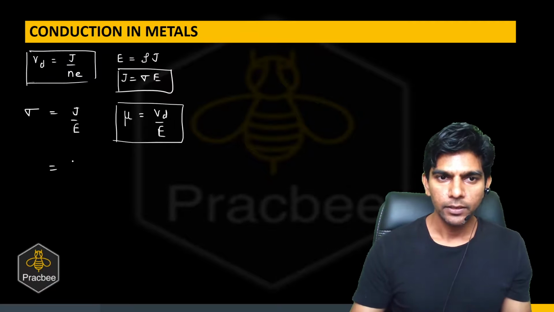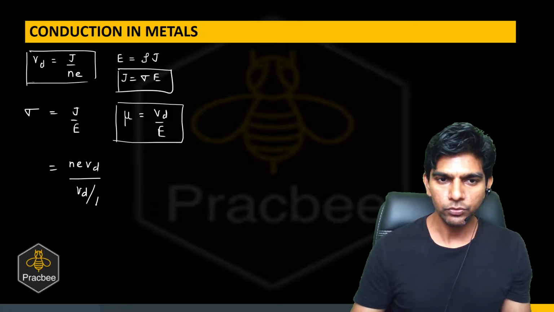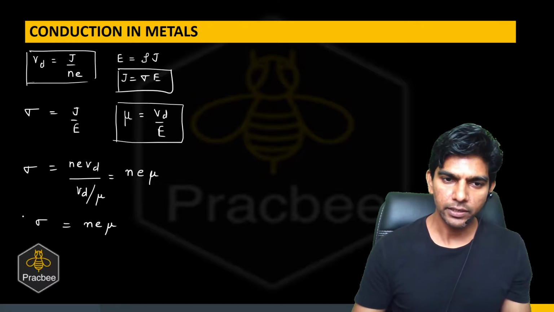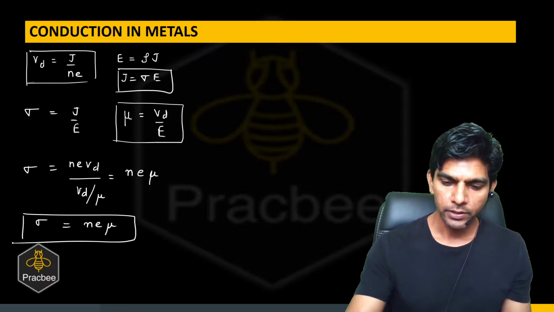So J upon E is what? J is N e Vd and E is Vd by mu. So we can say it will be N e mu. So we can say the conductivity of a metal will be given by this formula, N e mu. So you should remember this formula.